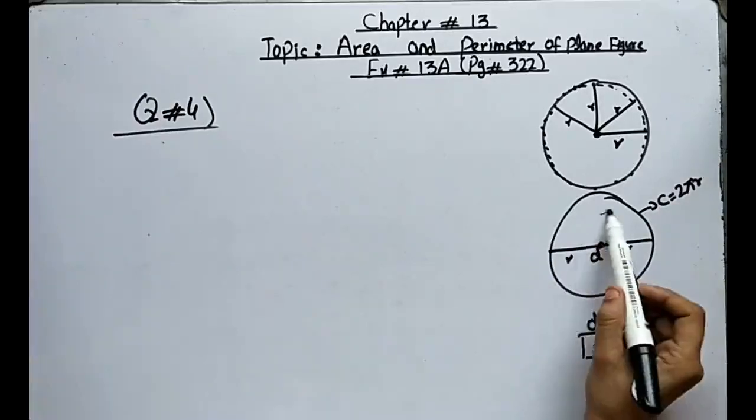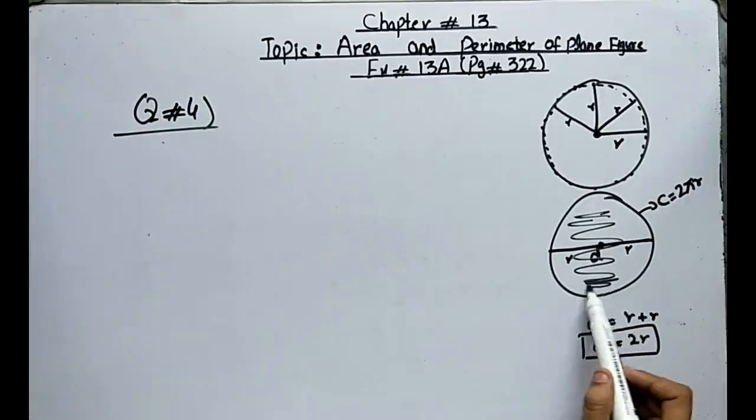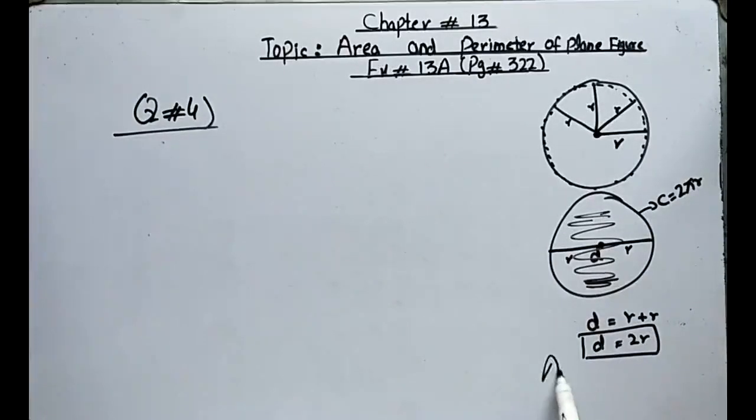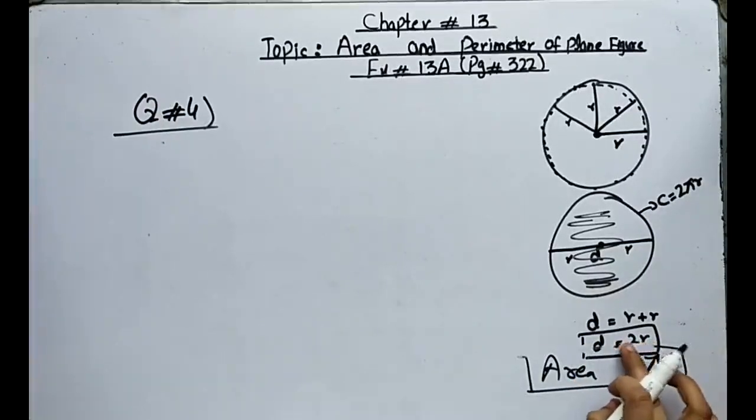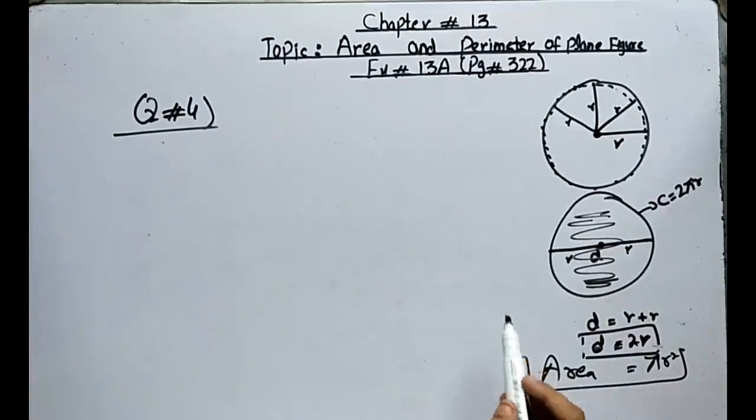Now area of a complete circle. Area means the space inside the figure of the complete circle. This is the fixed formula. Area of circle is equal to pi r square. So these are the specific formulas of circumference, diameter and area. Fine? So we will use all these formulas in question number 4.